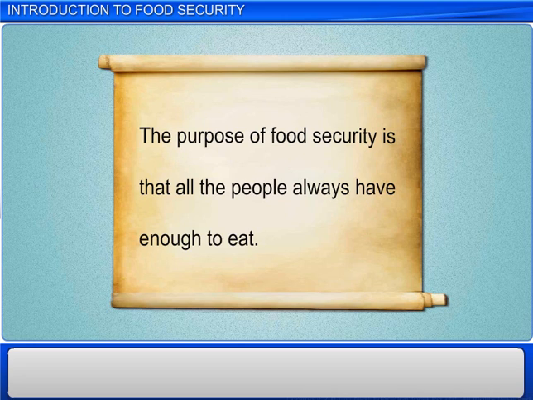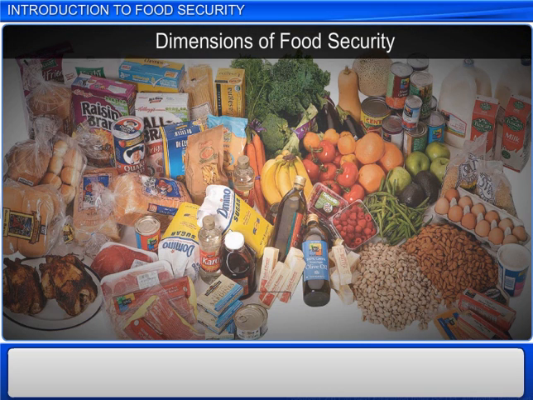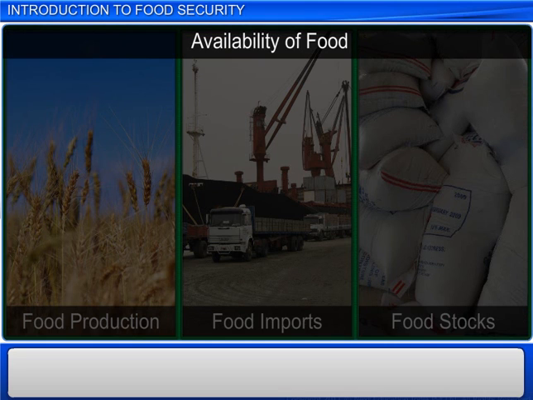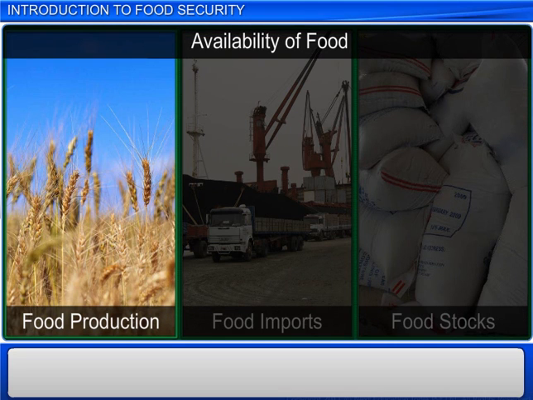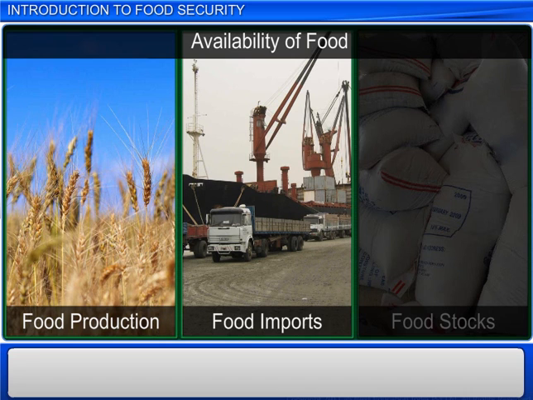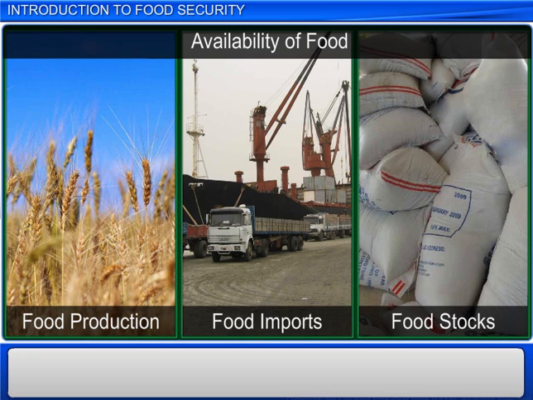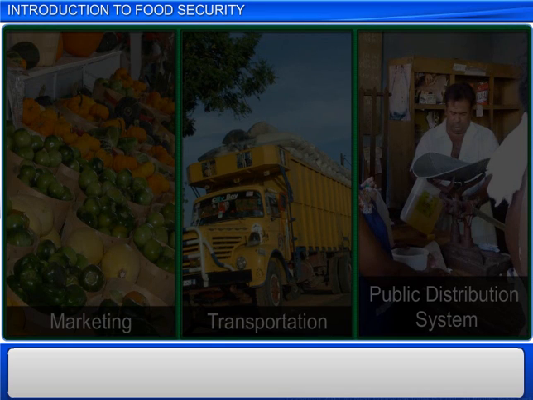Food security depends on a number of factors. The first factor is the availability of food. The availability of food depends on food production in a country, imports, and food stocks from previous years. No amount of food production and stocks can provide food security unless it reaches the people. This accessibility to food is provided by marketing and transport networks and the public distribution system.